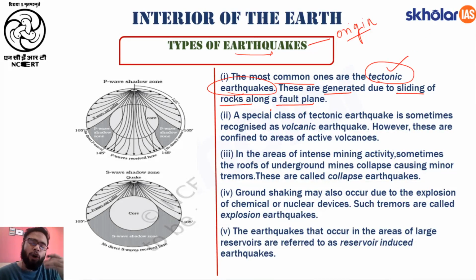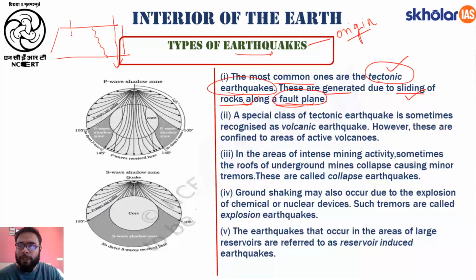So one way we can have tectonic earthquakes is by the movement of the tectonic plates, and secondly also because of the sliding of the rocks along a fault plane, meaning if this is a rock layer and we have a fault here, then because of the faulting, this portion will either move down or this portion will move down. Since there is a displacement of the rock layers taking place, we will get tectonic earthquakes.